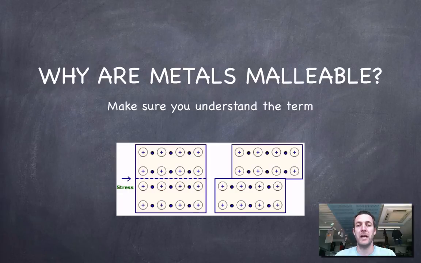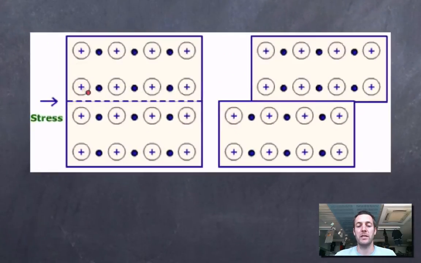Well, why are metals malleable? It's important we are clear about what malleable means. A malleable material is one whose shape can be changed without breaking it. Okay, so if we think about what's going to happen to a metal if we place it under stress, if we try and move one layer of ions with respect to the other. Okay, so we've shifted some of the ions with respect to the ions nearby.